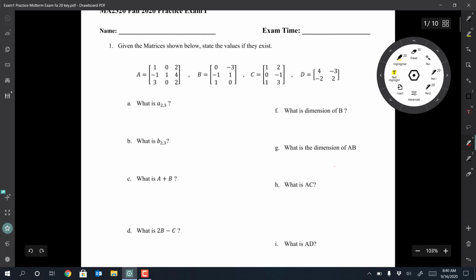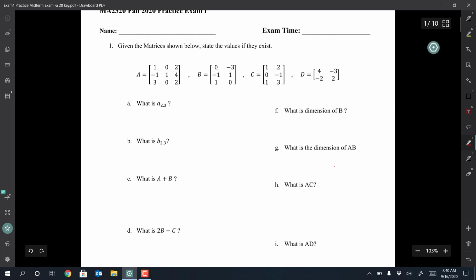So we have a bunch of matrices and a bunch of questions about those matrices. The first one is looking for the 2, 3 position. So this is second row, third column, right? So that'll be a value of 4. So this guy would be 4. So once again, the idea here is we got rows and we got columns. Okay, the next one is the B2, 3, so second row, third column. There is no third column of B, so this guy is NA. There is no B sub 2, 3.